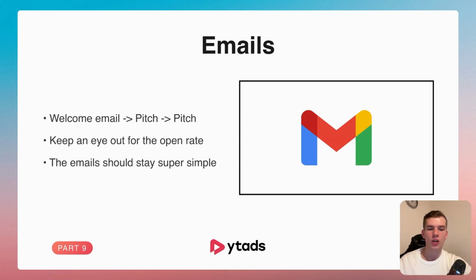And keep an eye out for the open rate. If your open rate gets too low, maybe Gmail or the email providers stop delivering your emails to the primary inbox. So keep an eye out for that. And the emails should stay super simple. Don't overcomplicate it. We always start simple and then optimize.